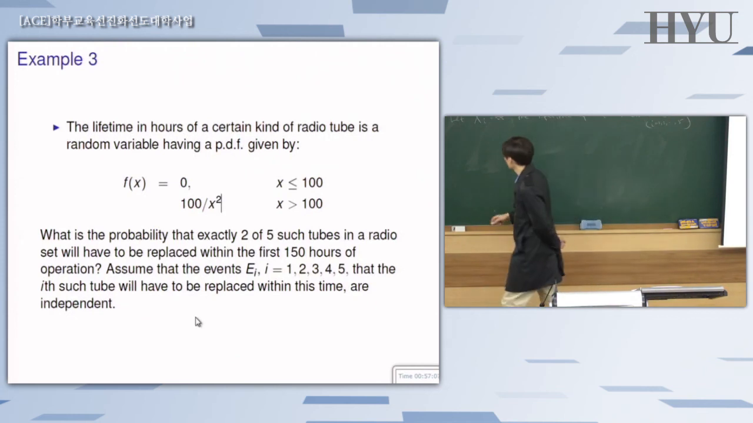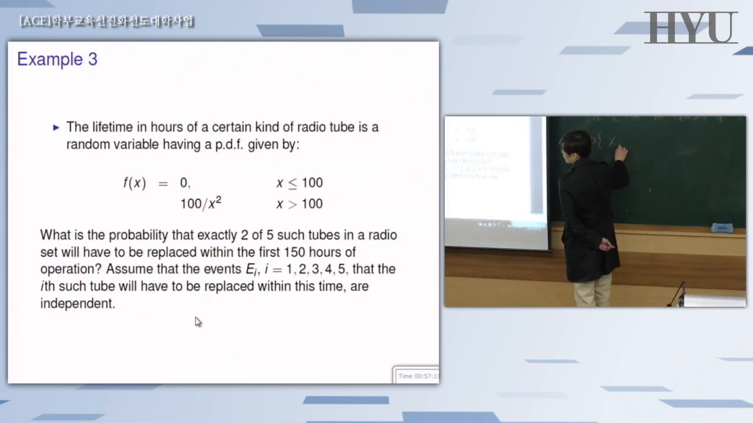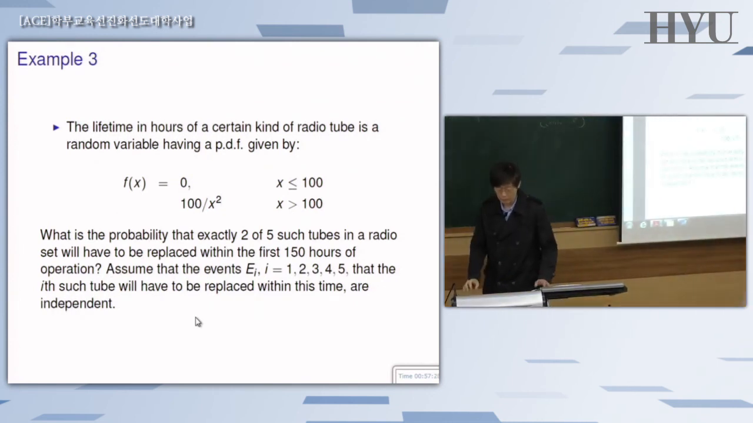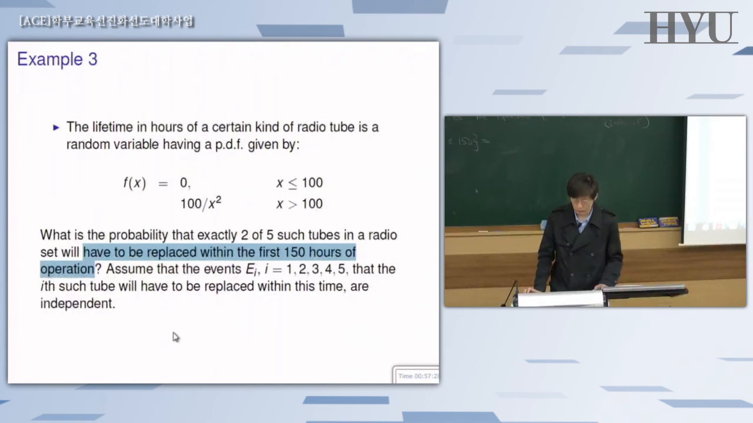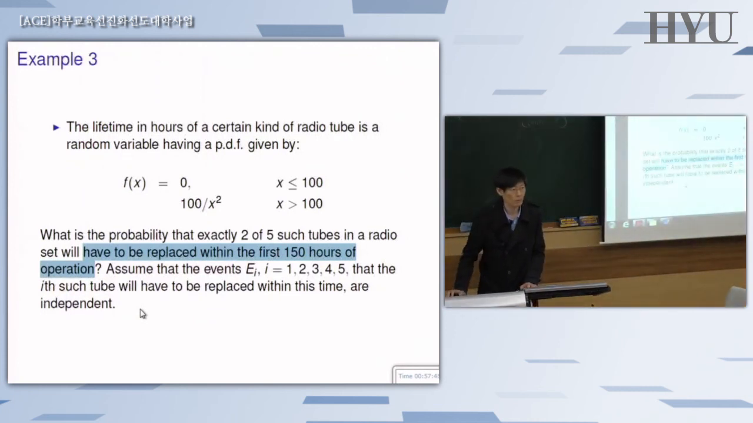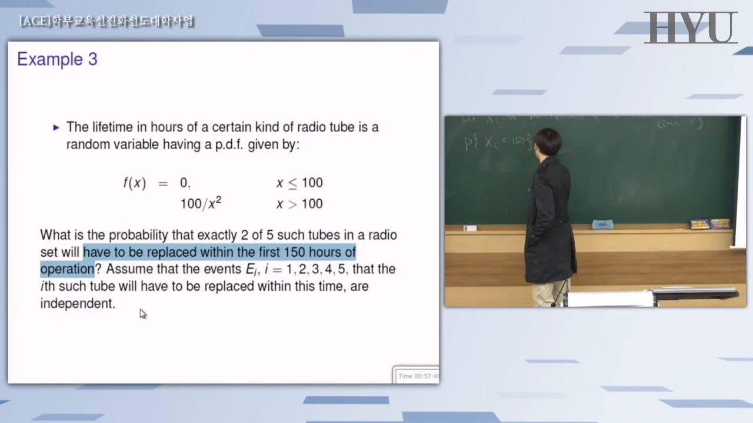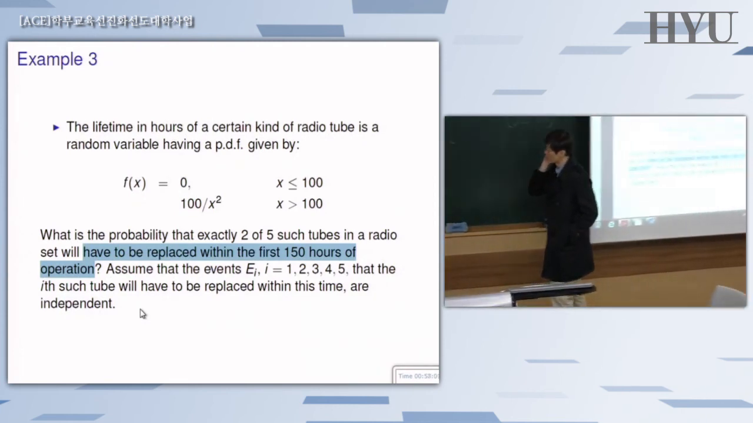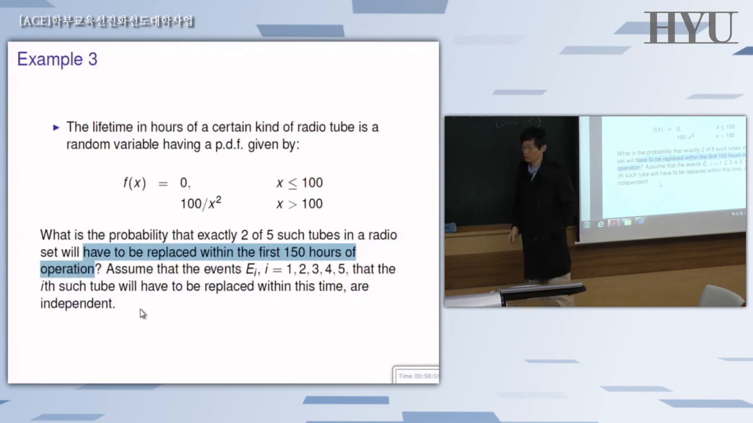So you want to figure out first the following, because that's the second half. We have to replace within the first 150 hours. So this probability, that Xi is less than or equal to 150, represents this highlighted part. Having to replace within the first 150 hours means that the lifetime is less than that. How do you get this one? Simple. You have the PDF, which is that one. What's this? How can you simplify this integral?